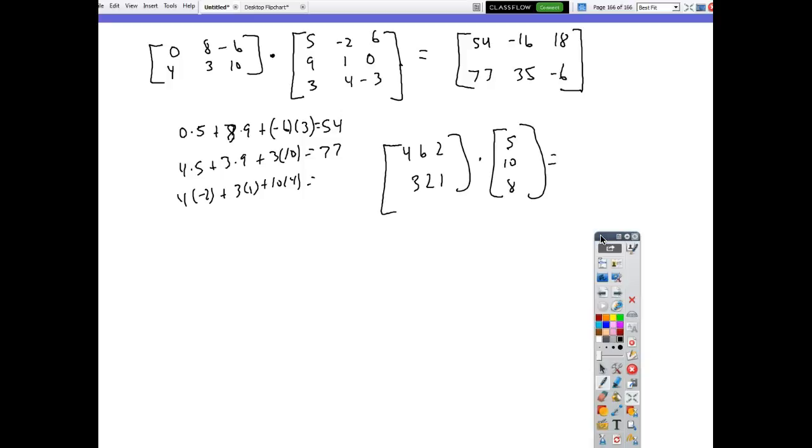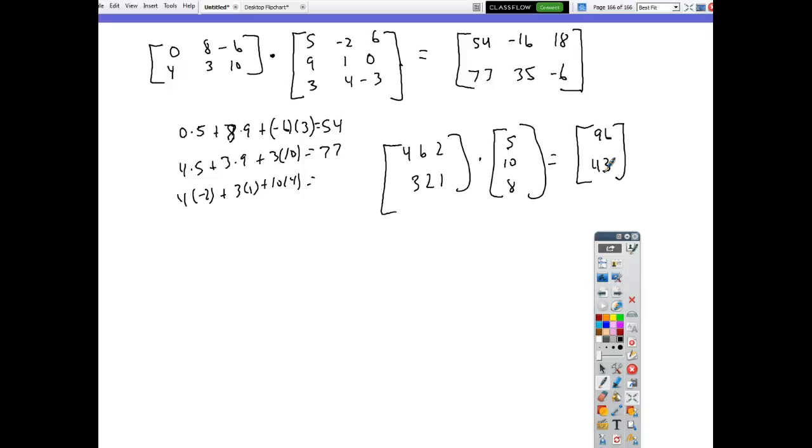So I'm going to go row, column. So this is going to be 20 plus 60 plus 16. 96? Row, column. 15 plus 20 plus 8. 43? Should have got 48 maybe. No, I didn't. Okay, good. Oh, good. What does that mean?